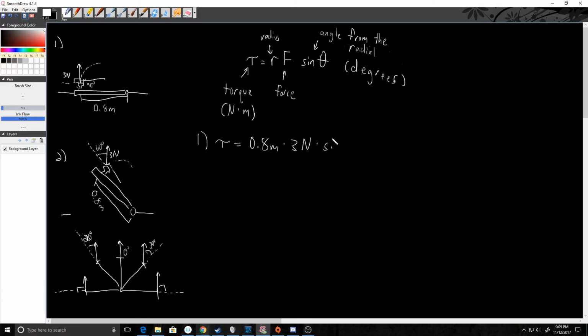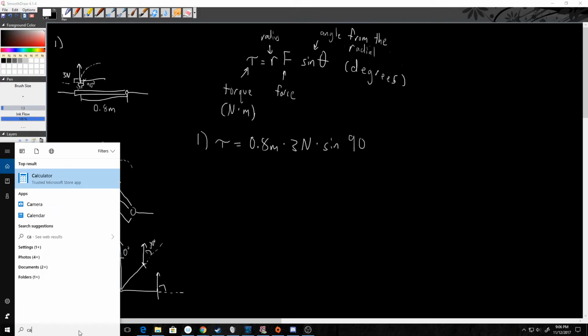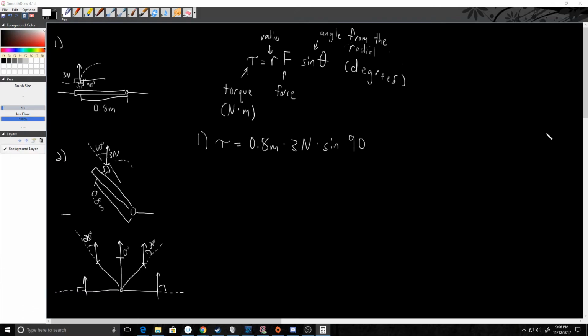And we're going to take that times the sine. Once again, the angle from the radial. So if the radial is straight out that way, I was applying it perpendicular to it, so 90 degrees. So the sine of 90. Now I just need to get out my calculator and hope that it's going to load all right. All right, so we're good there.